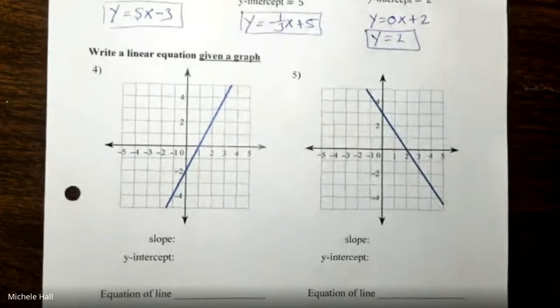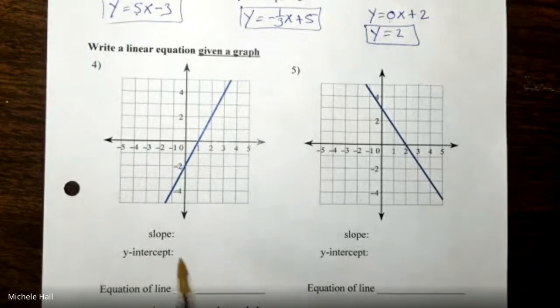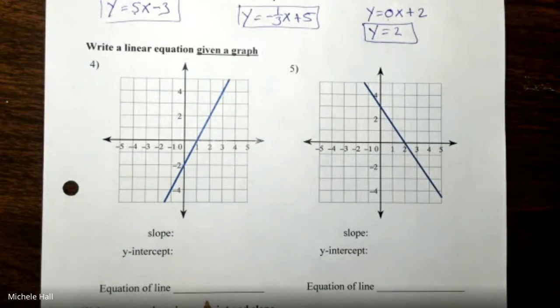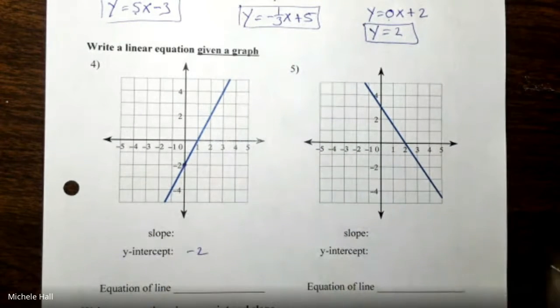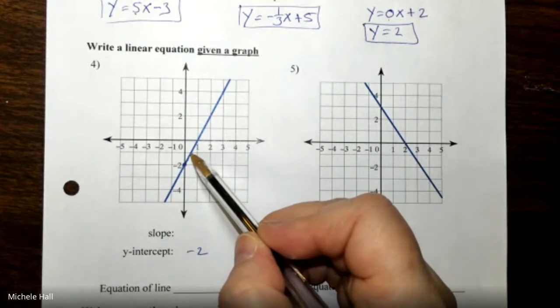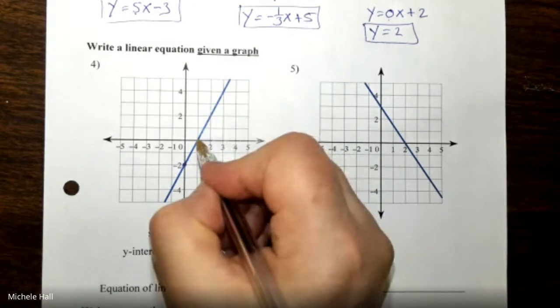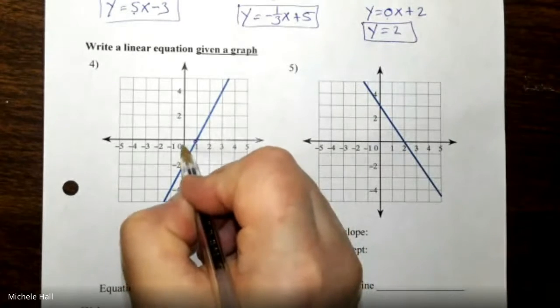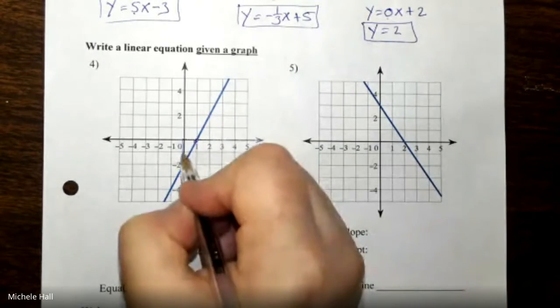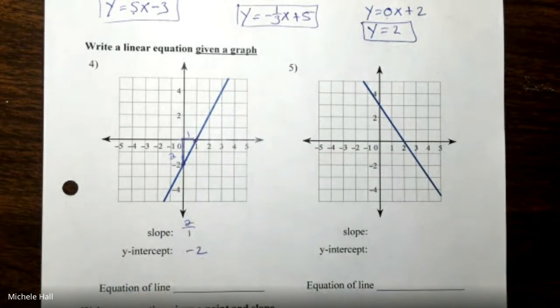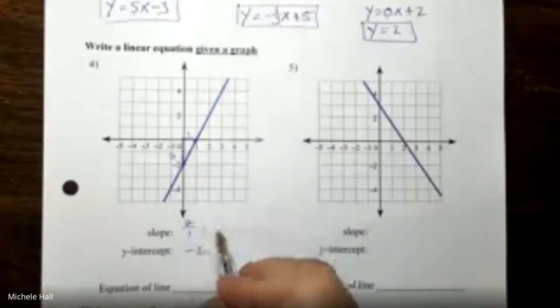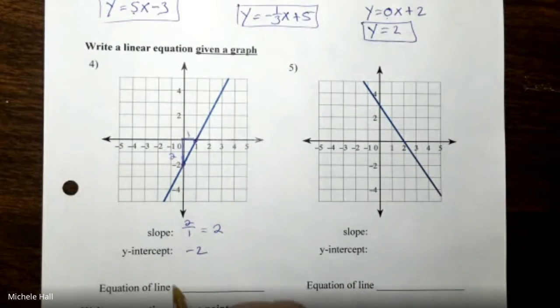On example 4 and 5, find the slope, find the y-intercept, and write an equation of a line. My y-intercept is at -2. I'm going to go up the line until I find another point that's exactly in the corner of a box. And then I'm going to rise and run for my slope. Rise 2, run 1. Clean up your answer. 2 divided by 1 is 2. Therefore, the equation of the line is y equals 2x for my slope and -2 for the y-intercept.